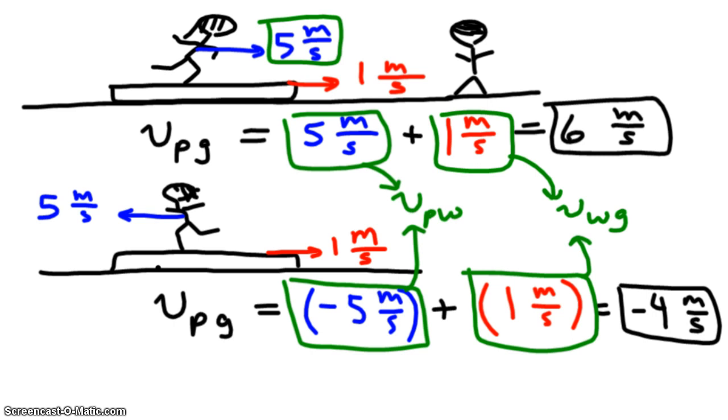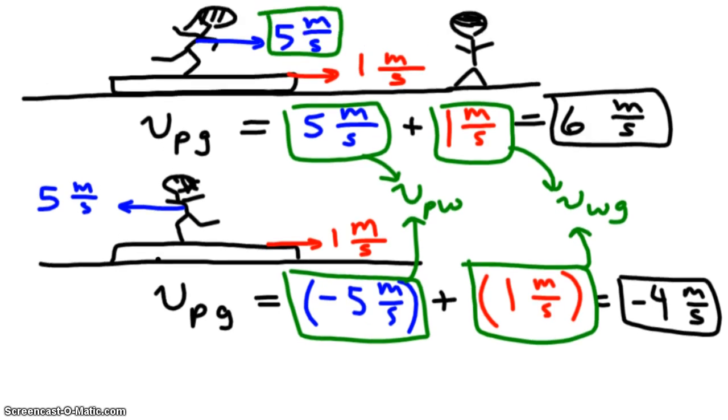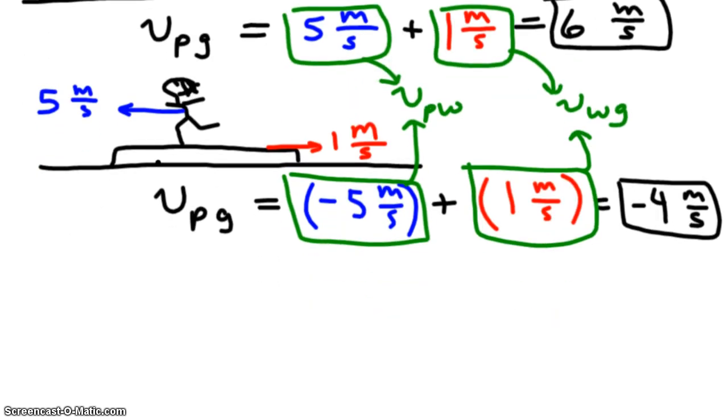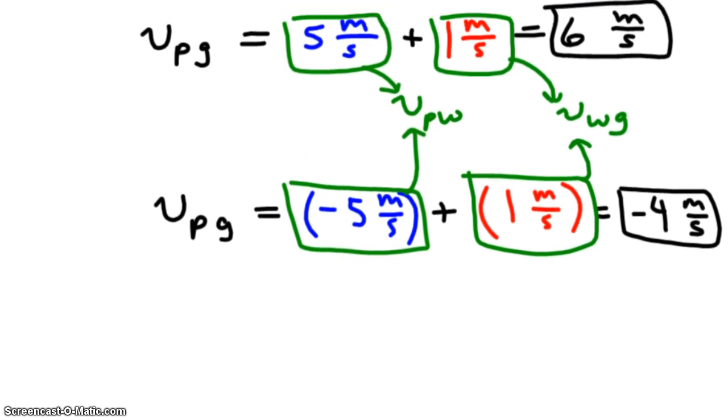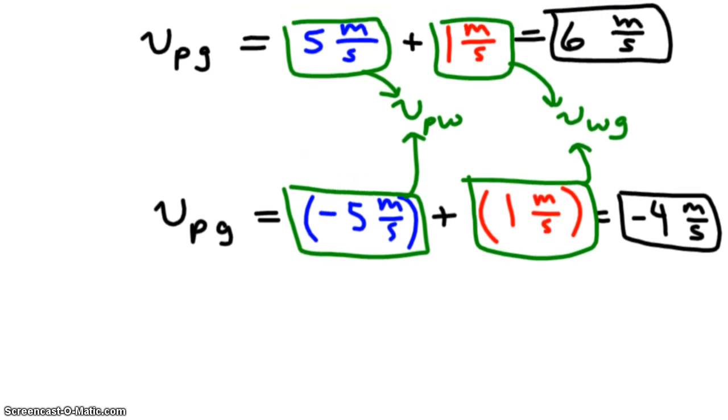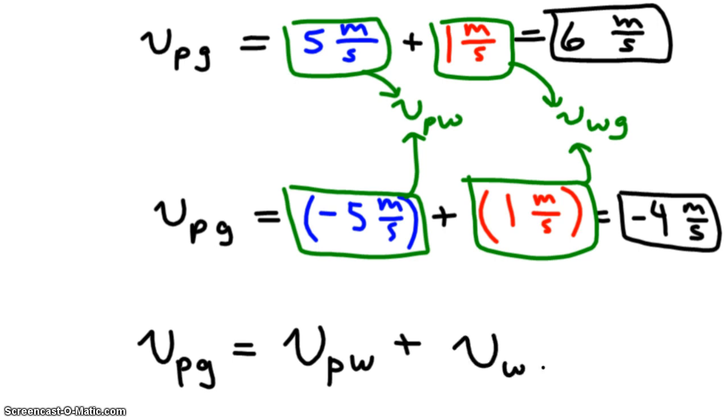So there's an equation here. Do you see the equation? In both cases, let me get rid of some of this other stuff so we can see the equation. Good, there we go. In both cases, we found the velocity of the person with respect to the ground by adding the velocity of the person with respect to the walkway with the velocity of the walkway with respect to the ground.